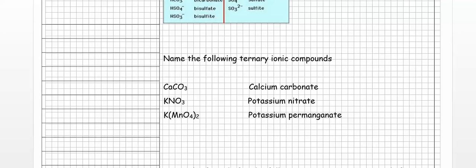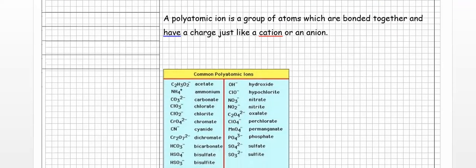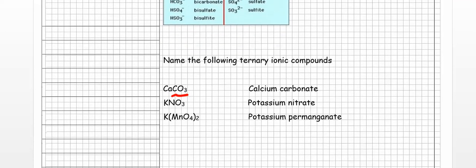We have CaCO3. Now we know this is a ternary compound because there are more than 2 elements involved. There's calcium, there's carbon, and there's oxygen, right? So how do we name this compound? Well, we have to recognize that this CO3 part of the compound is a polyatomic ion. And so what we have to do is look to see what that polyatomic ion is. CO3, there it is right there. It's carbonate, right? CO3 2- is carbonate. So we're going to call this first one calcium carbonate. Calcium carbonate, CaCO3.